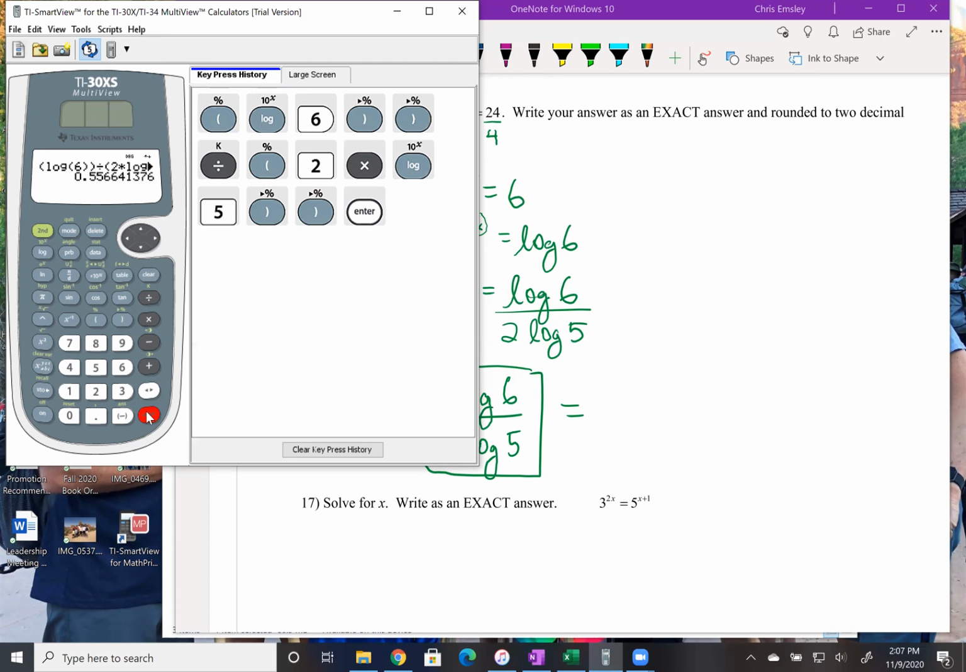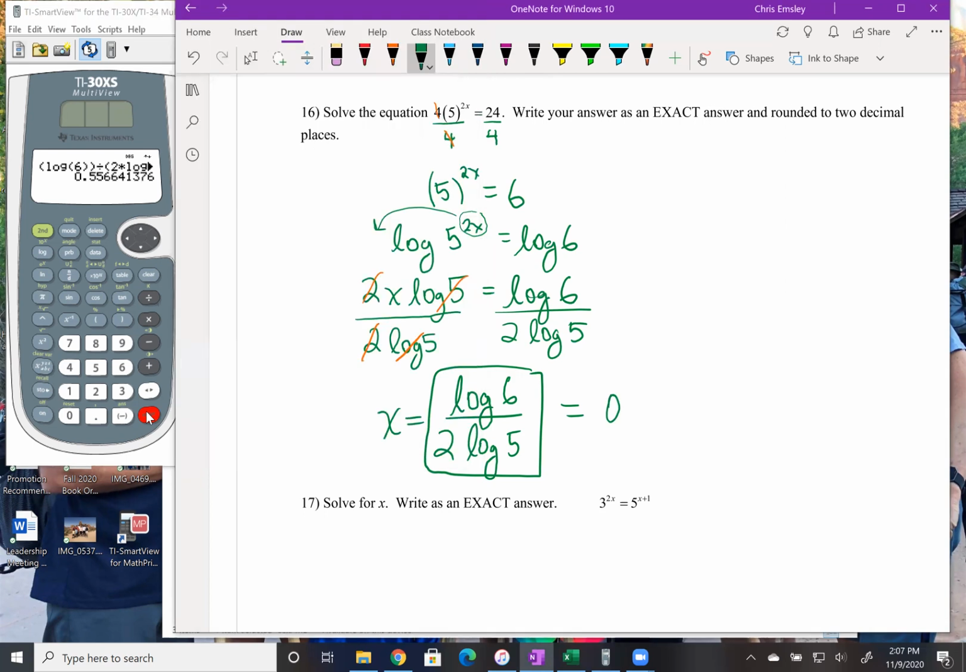Our calculator is going to spit out 0.556641376. It asked us rounded to 2 decimals. So we check out the second decimal place. Look what comes next. We do need to round up. So the answer we report is 0.56.